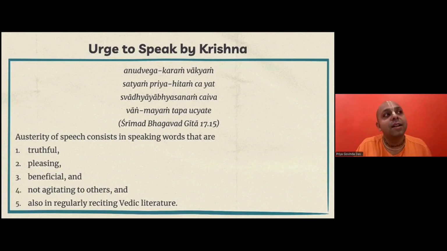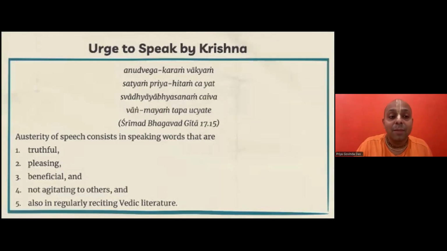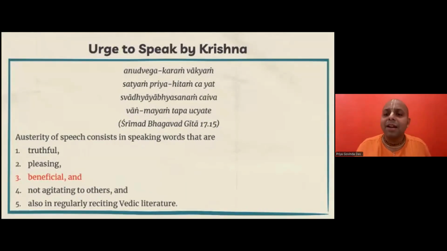So it is given that there may be some times when we may not speak truthfully, we may not speak pleasingly, we may even speak in an agitating way. But the most important component which we should follow in our speech is that it should be beneficial. This is the most important component. So, devotees, whenever we are speaking, keep this in mind: whether my talk is beneficial to the other person or to myself. This is the prime.